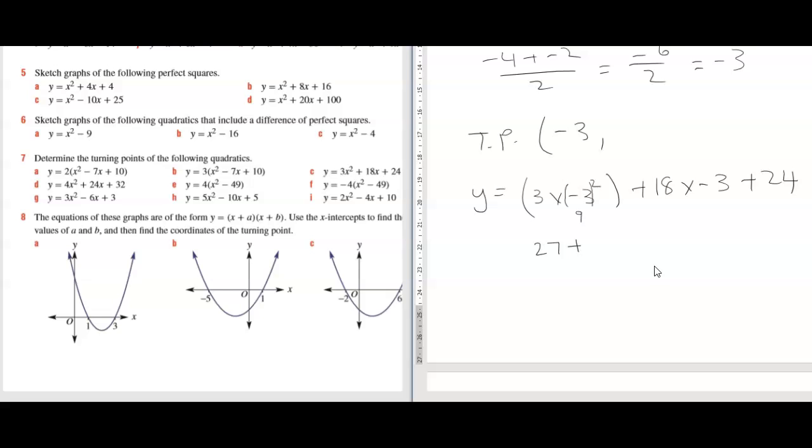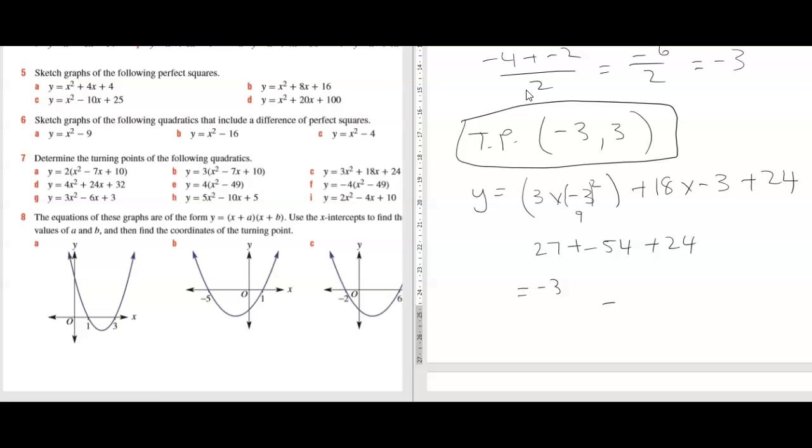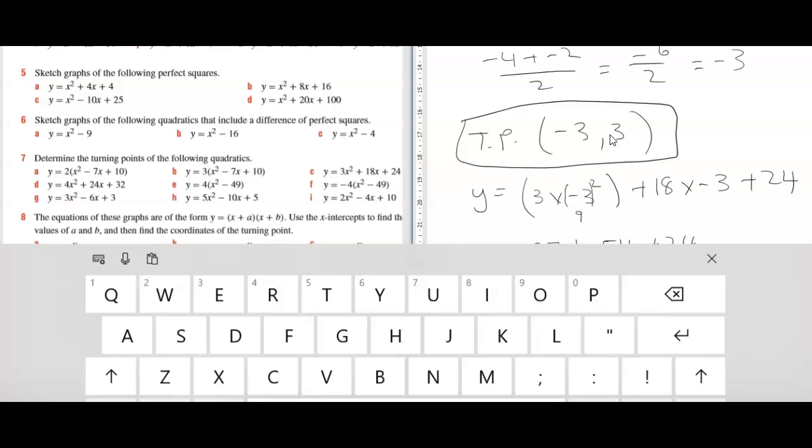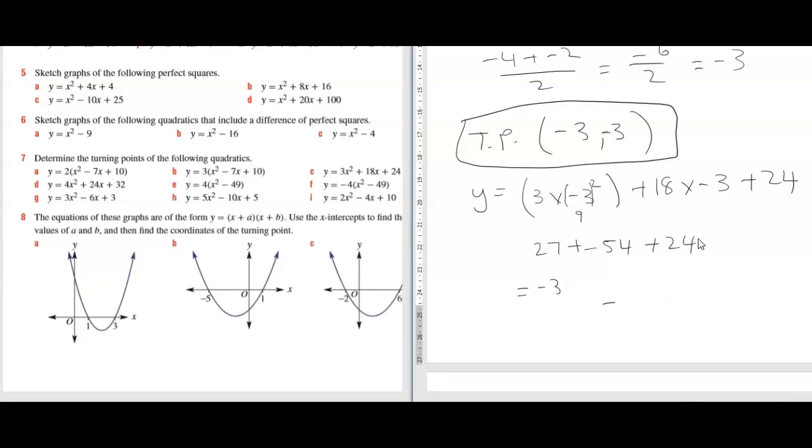18 times -3. So 3 times 10 is 30. 3 times 8 is 24. So that's going to be -54. Then plus 24. Okay, so 27, so that's -27 plus 24 is -3. So your turning point is at -3, 3. Yeah, sorry, -3, -3. I was just checking the answer on the calculator. I wrote -3 here, but I didn't write -3 up here. Okay, so your turning point is at -3, -3.